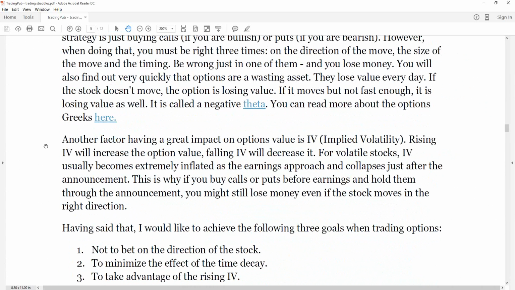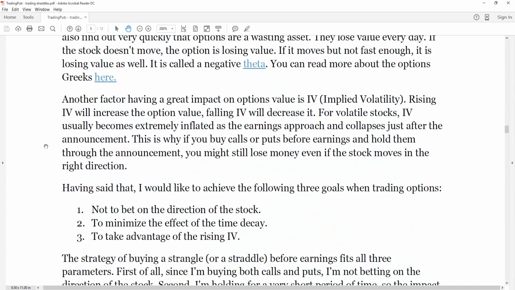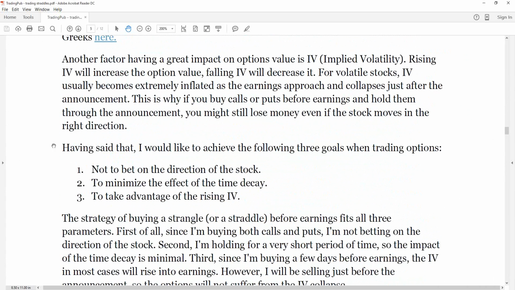And you will also find out very quickly that options are a wasting asset. They lose money every day. And if a stock doesn't move, as we have seen with the Apple example, the option is losing money. If it moves but not fast enough, it is losing money as well. It is called negative theta. And another factor that has a great impact on options value is implied volatility. Rising implied volatility will increase the option value. Falling implied volatility will decrease it.